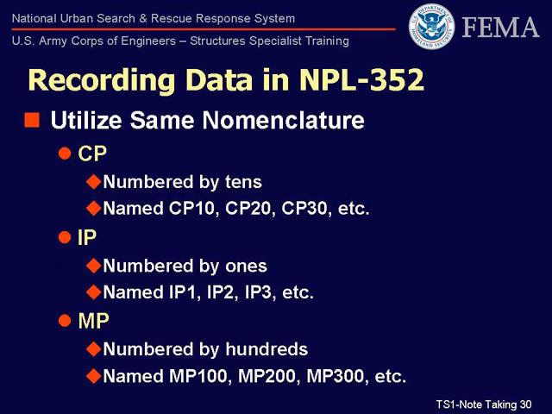Now we will discuss recording the monitor data electronically in the Nikon NPL 352 total station instrument. This data recording utilizes the same nomenclature convention that we established for handwritten data recording. Numbering of the data points is the same, and the naming convention is also the same. It is merely that you must input the data correctly into the instrument.